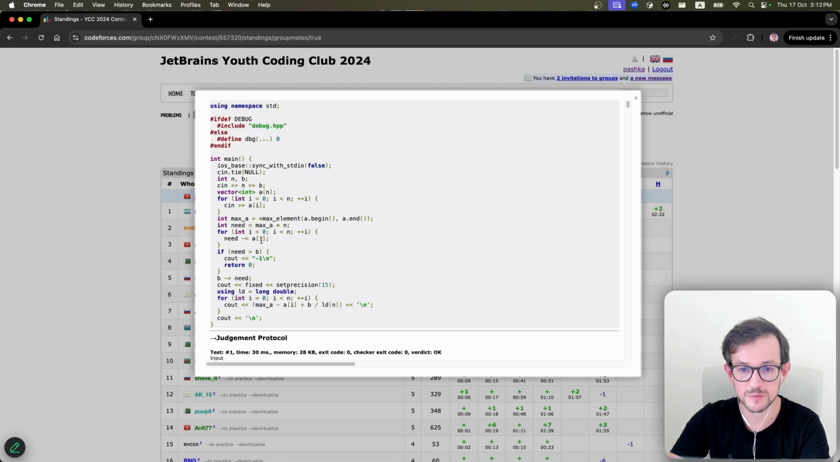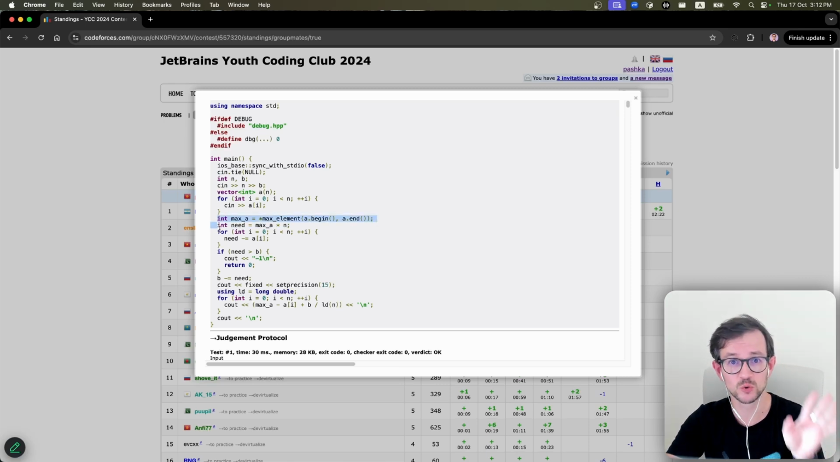Yeah, you have a nice implementation. So again, we input all the numbers, find the maximum. You can do it in a single line. If for some reason you forgot how to do it, you can always do it using a for loop. So finding the maximal element is not a big problem.